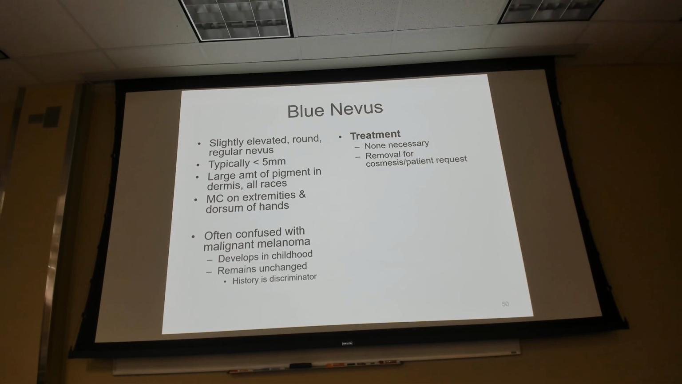Next is the blue nevus. Slightly elevated, round, regular nevus. Usually that is a smaller one, so it's less than 5 millimeters. Large amount of pigment that is in the dermis, and it doesn't need to be any race or ethnicity. This can happen with us all. Most common on extremities and the dorsal aspect of the hands.